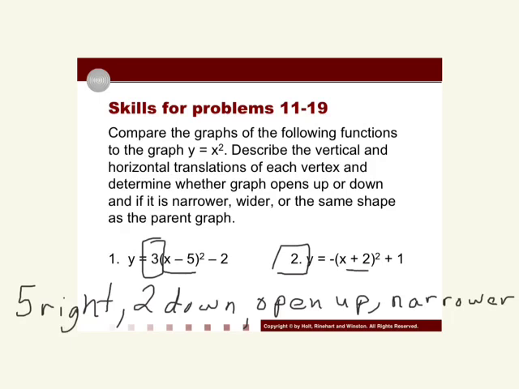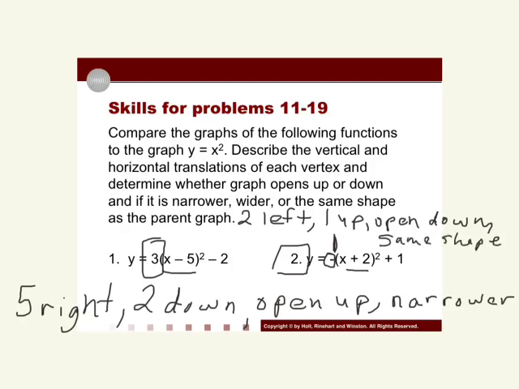Again, first thing I look at is on the inside, and since it's plus 2, it's going to be 2 to the left, because a negative 2 would make that 0. And then the plus 1 means it's going to shift 1 up. The negative means it's going to open down like a frown, so that's a reflection. And then because that's just a 1 out in front, it's going to be the same shape as the parent graph. It's not going to be wider or narrower than the parent graph. It's going to be the same shape. So that's one of the skills we have to be able to do today on your assignment.